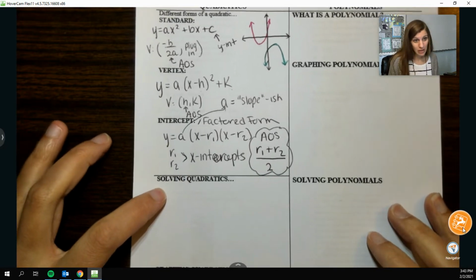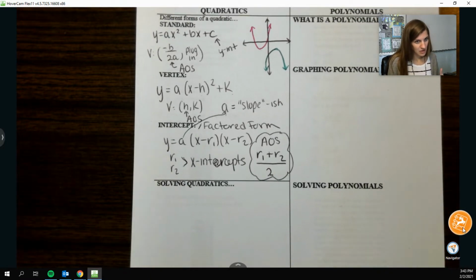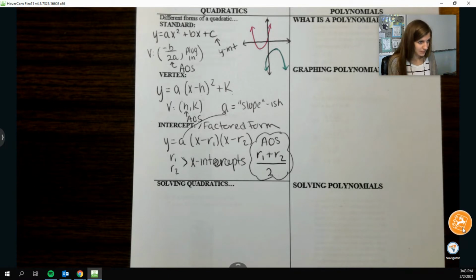So when we're solving quadratics, focusing a little bit more on that, focus, Madura, come on.